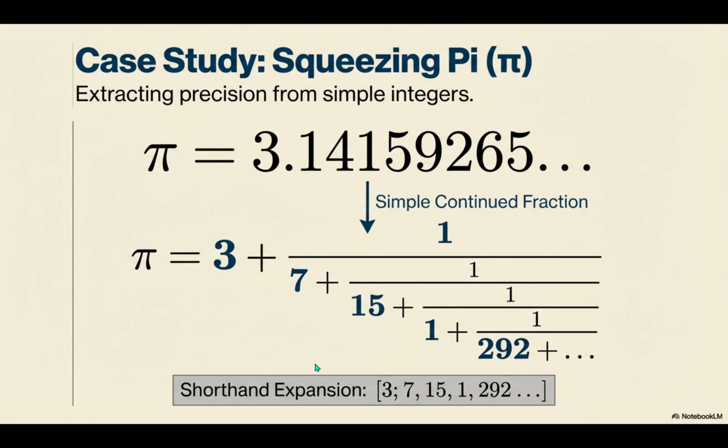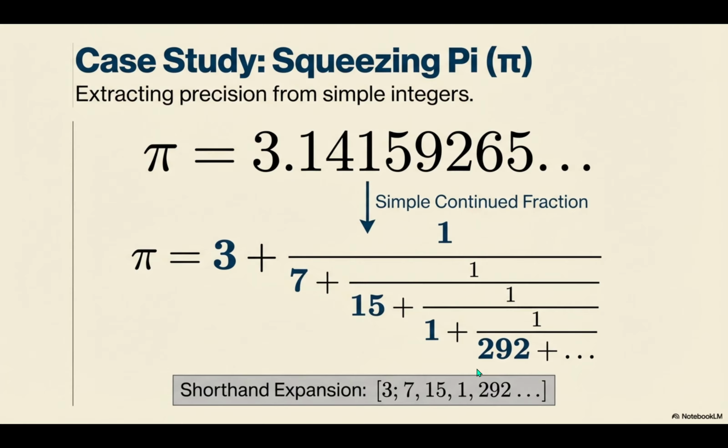We apply this continued fraction method to pi. Instead of the decimal 3.14159, we get a list of integers. Right. You get the simple continued fraction for pi. The sequence is 3, 7, 15, 1, 292, and so on. I have to say, looking at those numbers, 3, 7, 15, 1, 292, they look completely random. There's no obvious pattern there. In the simple continued fraction for pi, they essentially are random.